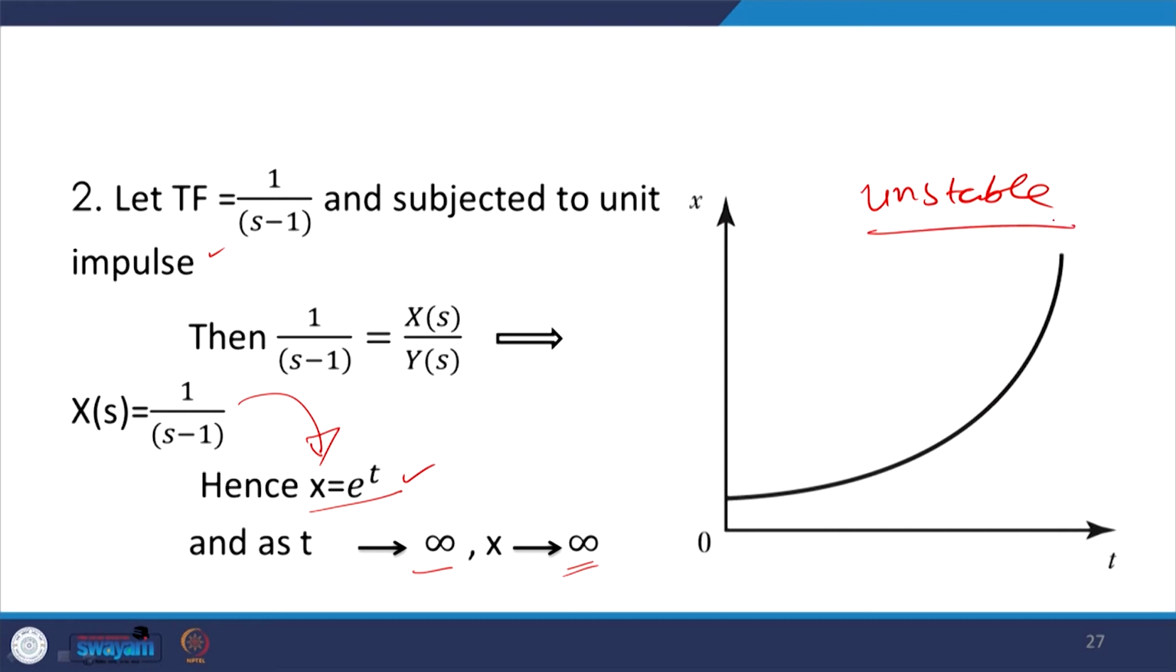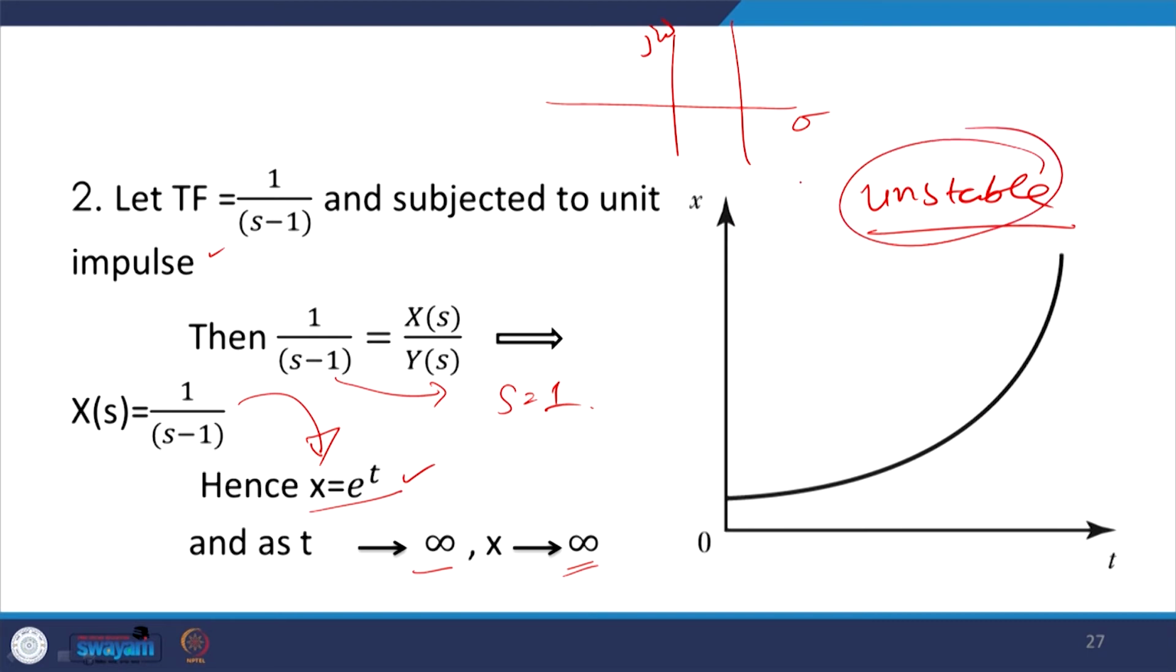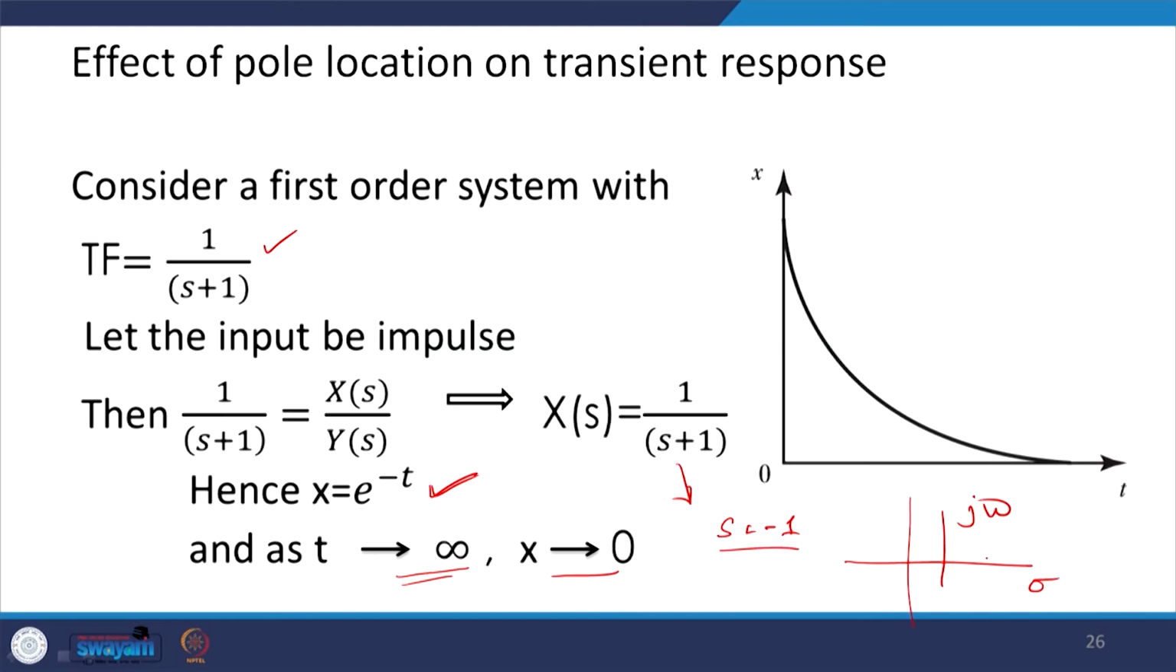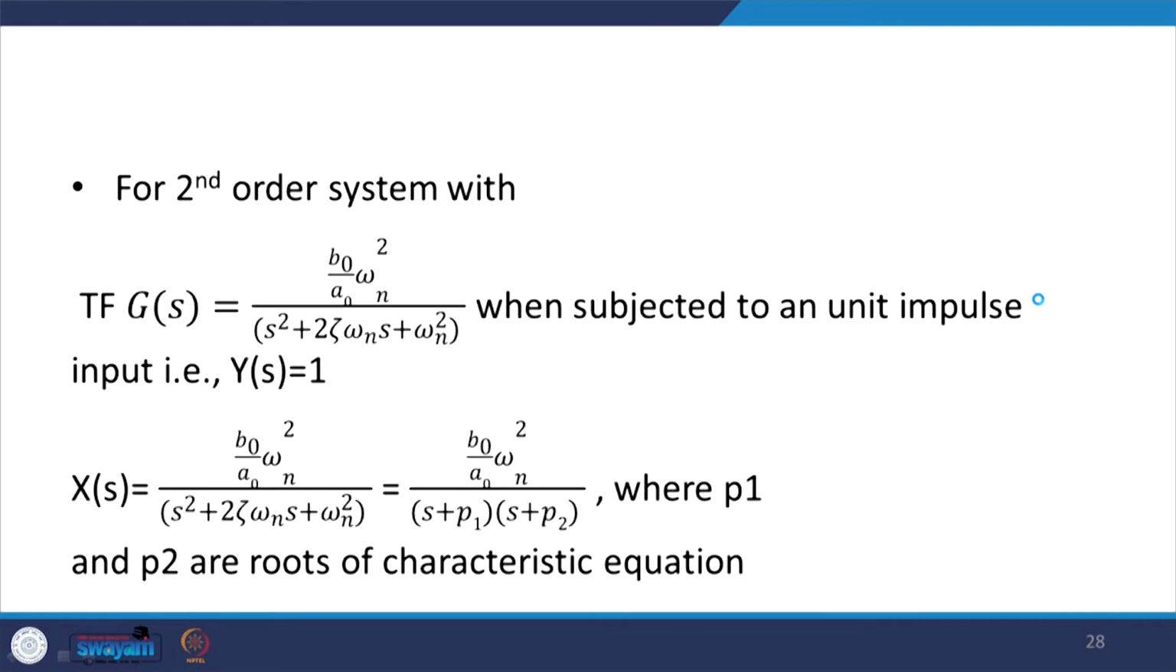So, we can conclude that, in this case you see where the pole is, s is equal to 1. It means that if your pole is on the right half of the s plane, your system is going to be unstable, and if your pole is on the left half of the s plane, your system is going to be stable. So, this is what we can conclude from that.